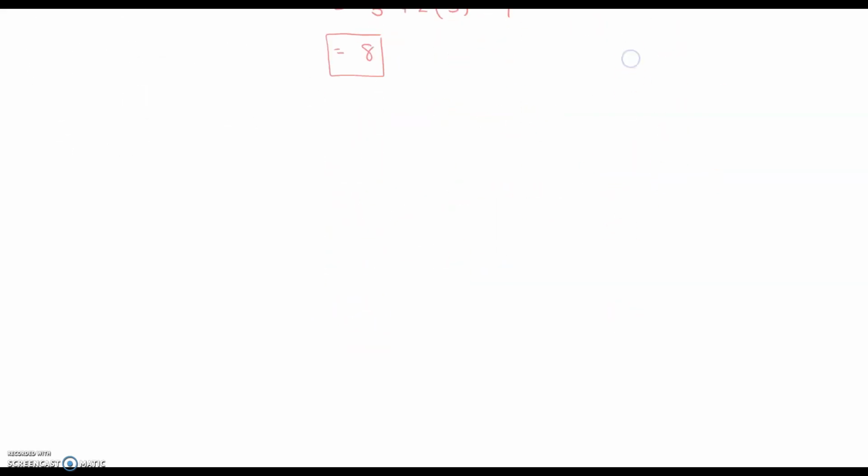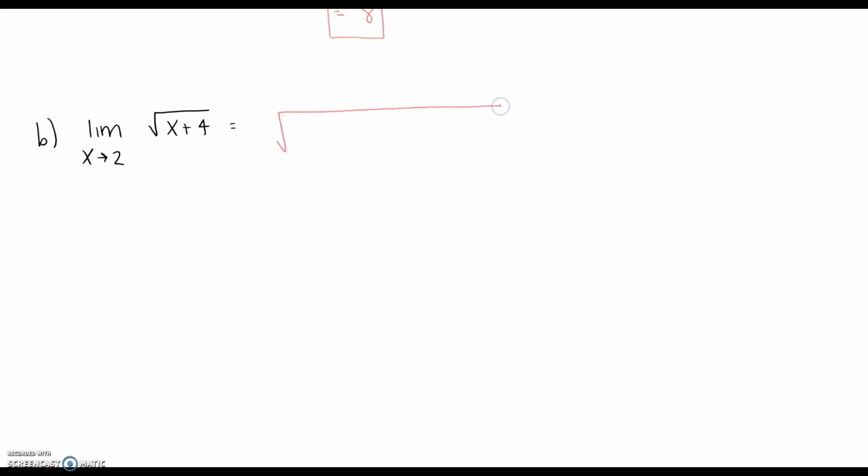Alright, last problem. Again, pause if you haven't done it yet. Now we have a radical, so I'm going to use the root property. So we're going to have the square root of, and then I'm going to do 2 things at once and separate the adding. So we have the limit as x approaches 2 of x plus the limit as x approaches 2 of 4. So then the radical stays there.